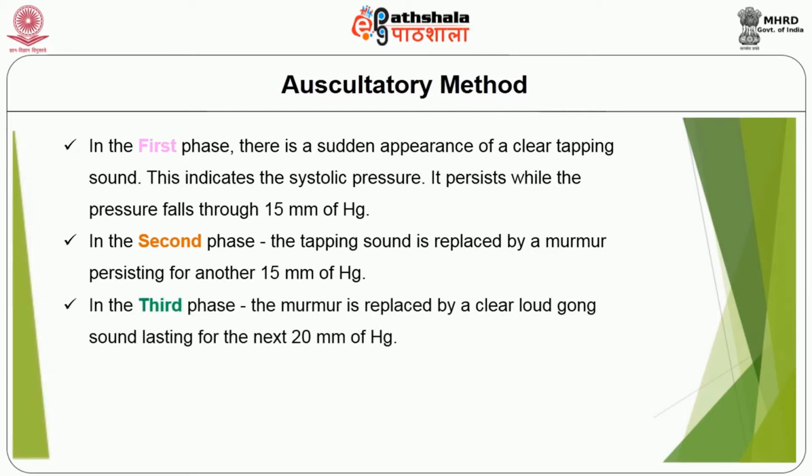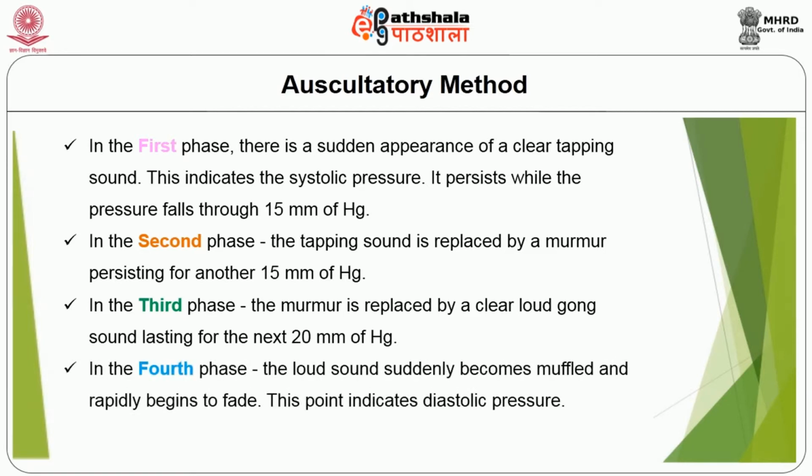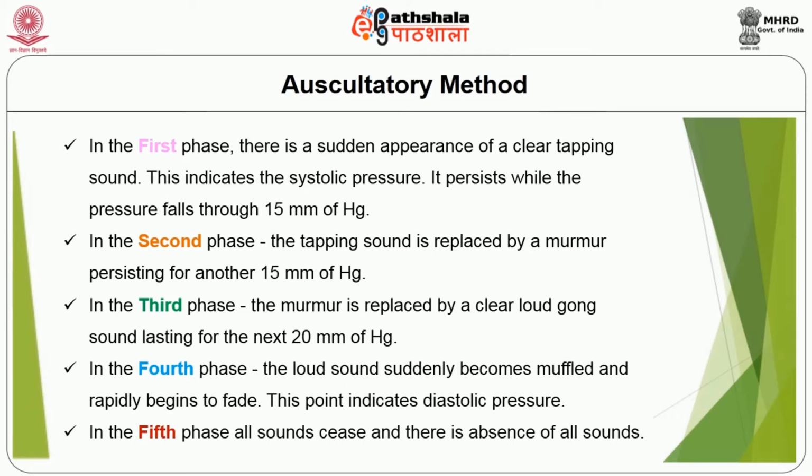In the third phase, the murmur is replaced by a clear gong sound lasting for the next 20 millimeters of mercury. In the fourth phase, a loud gong sound becomes muffled and rapidly begins to fade. This point indicates diastolic pressure. In the fifth phase, all sounds cease and there is absence of sounds.